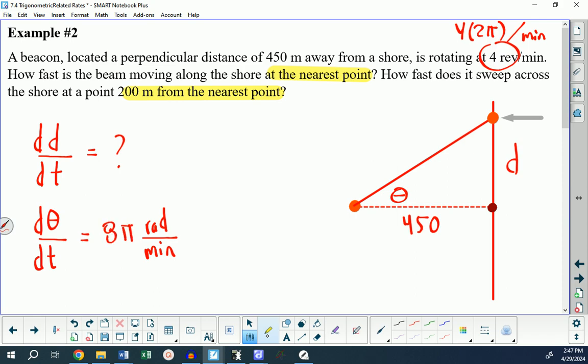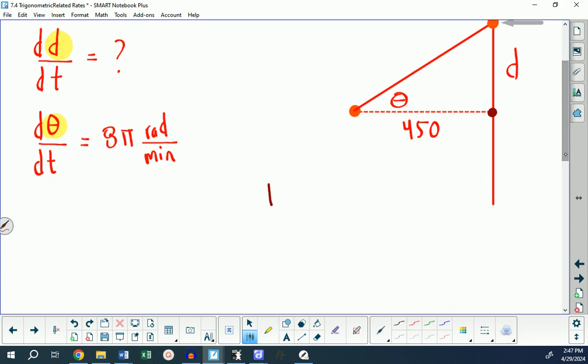The rest of this question is not difficult except for one thing. What's the relationship between d and theta? Because these are the variables, right? Well, it's a tangent function. Tangent of theta equals d over 450. So better yet, d equals 450 tan theta. It's a pretty simple trigonometric relation. It's a function as well, but I'm just calling it a relation.